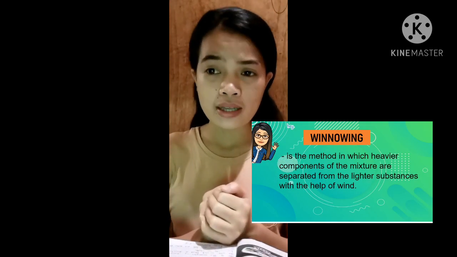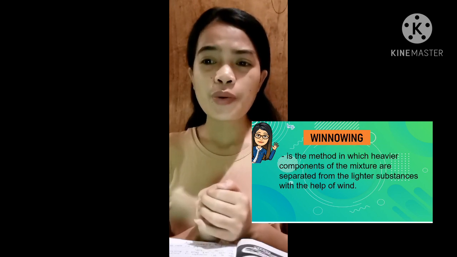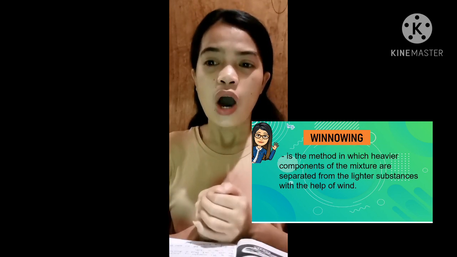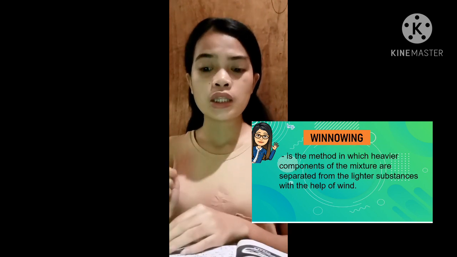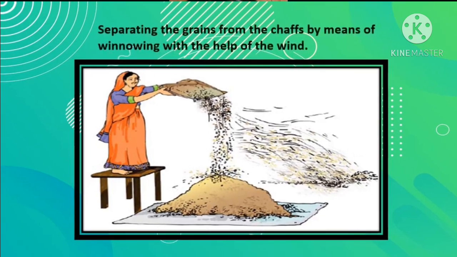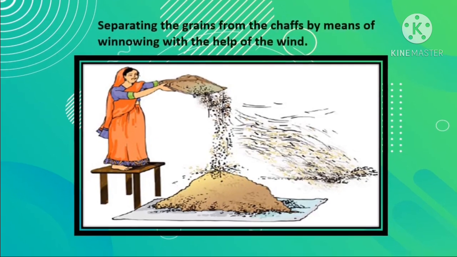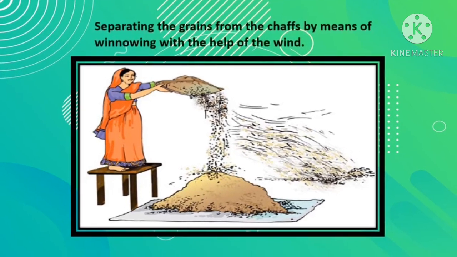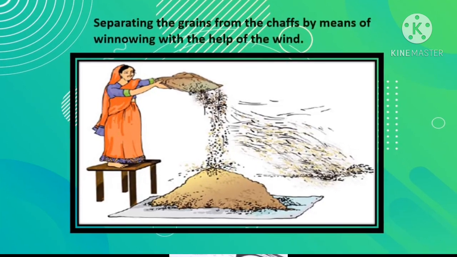Let us move on to winnowing. Winnowing is the method in which heavier components of the mixture are separated from the lighter substances with the help of wind. Okay. Look at the picture. It shows how winnowing is done. You can separate the grains from the chaff by means of winnowing with the help of the wind. Chaff is lighter than the grains. That's why the wind blew it away.